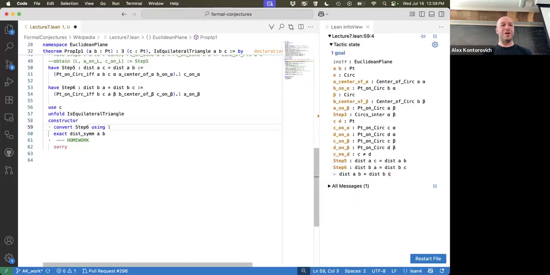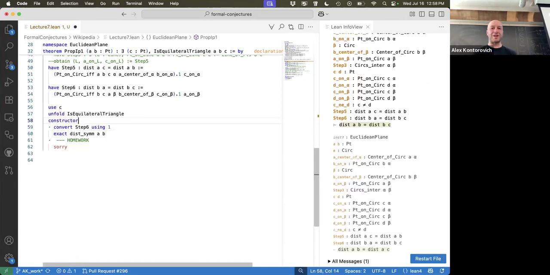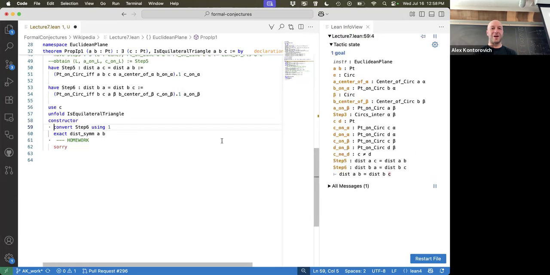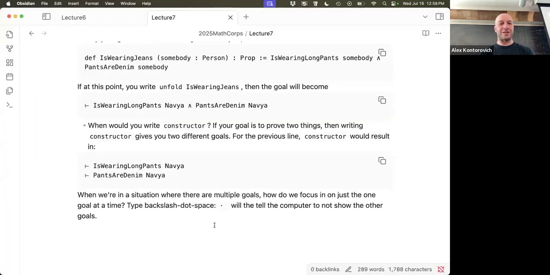So right here, the only difference: I'm at the end of the constructor line. I have 2 goals. If I go to the very next line, I only have one goal. The second goal disappeared. Okay. So we zoom in on a goal. Two more tactics that we learned about.